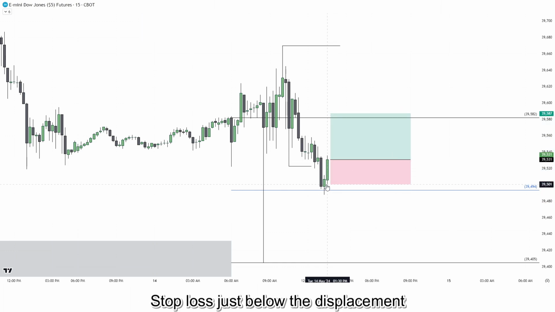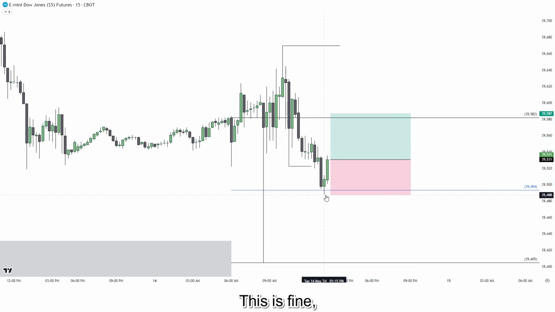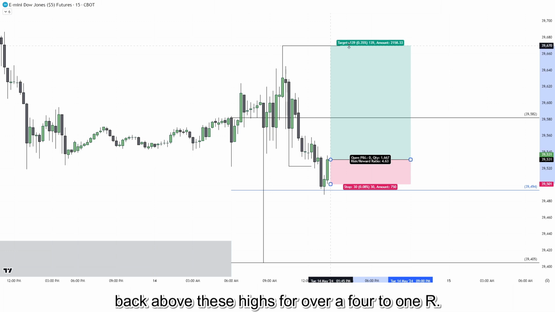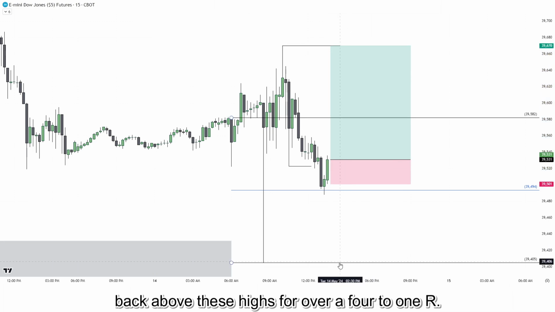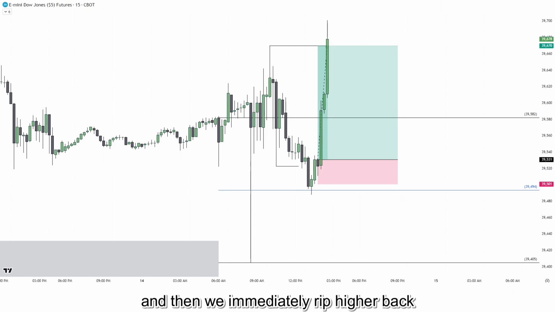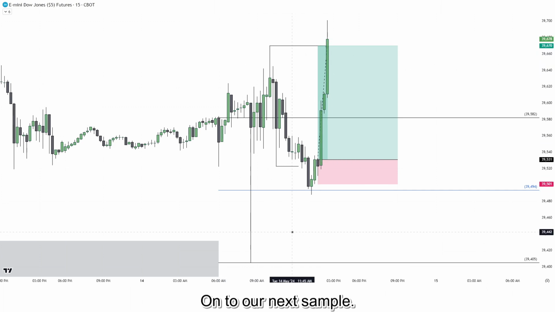Stop loss just below the displacement candlestick here. You can even put your stop loss down here as well. This is fine, but I prefer a higher risk to reward, reaching back above these highs for over a 4-to-1 R. Let's see how this plays out. Price taps us into our trade, and then we immediately rip higher back above this buy side liquidity for a 4-to-1 R. Very solid.